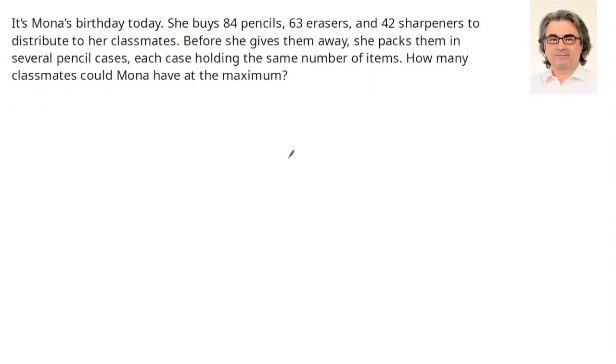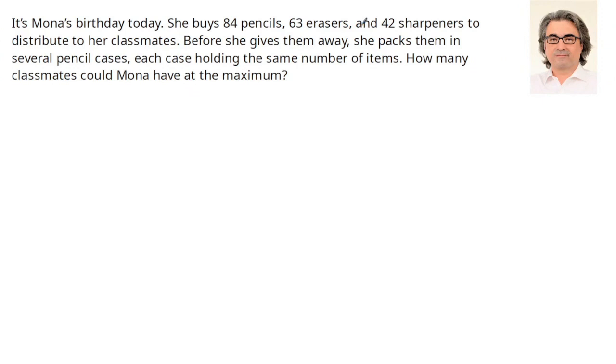It's Mona's birthday today. She buys 84 pencils, 63 erasers, and 42 sharpeners to distribute to her classmates. Before she gives them away, she packs them in several pencil cases, each case holding the same number of items. How many classmates could Mona have at the maximum? How many friends? The maximum number of friends. The number of friends should divide 84, 63, and 42 at the same time and should be the greatest.